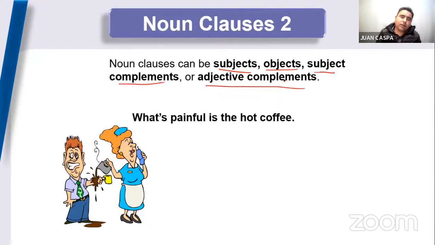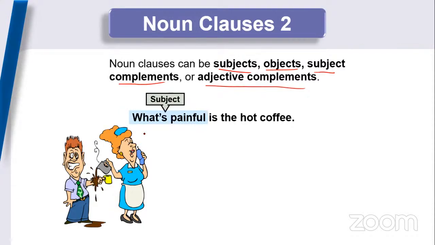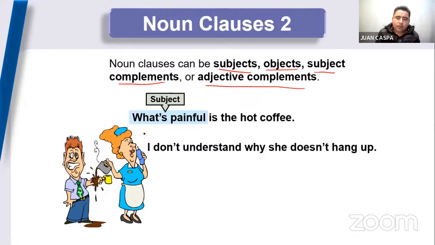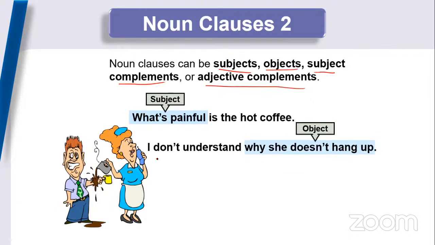How come? Okay, for example, here also, right? In this case, it's a kind of subject. Let's read this one, please, Noelia. Subject: What's painful is the hot coffee. And the next one, please, Ernesto: I don't understand why she doesn't hang up.